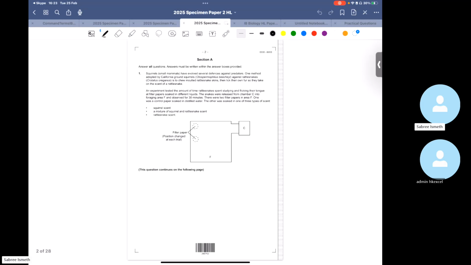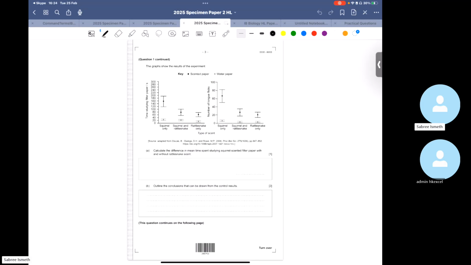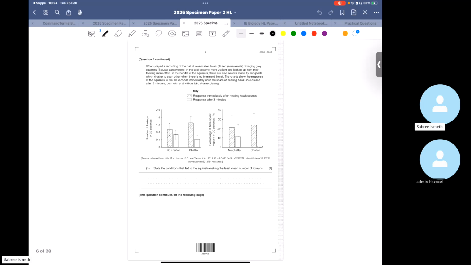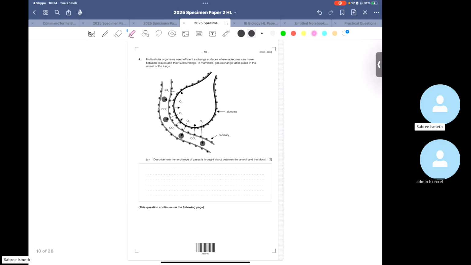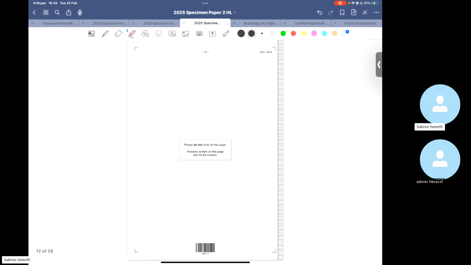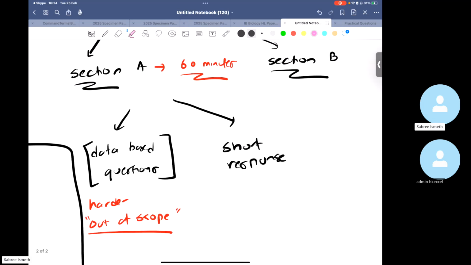The first part is section A, which is data-based and experimental type of questions, but predominantly data-based questions. In the same section, you also have what are called short response questions, which are 1 or 2 markers. They're not too long, but you need to answer this part quite fast, and it'll be directly related to the theory that you have studied. So in section A, we have database questions and we also have short response questions. Together, you can spend 60 minutes, that is 1 hour's time.